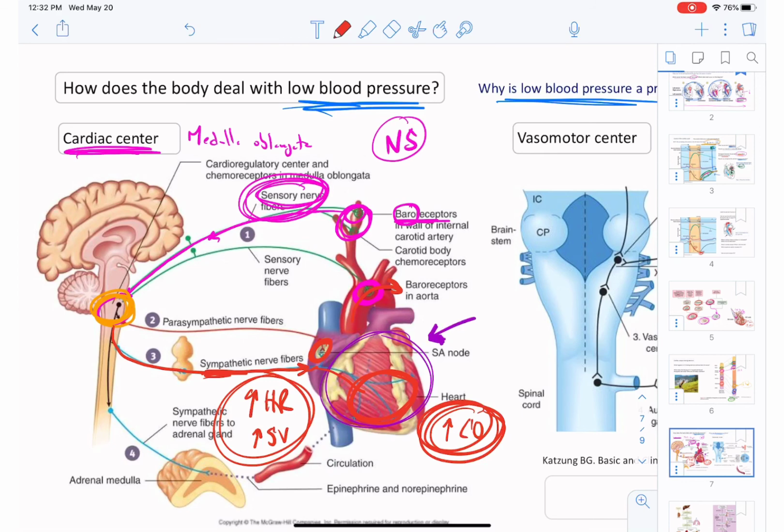And the more blood you have in those arteries, the more blood pressure we're going to have, the higher blood pressure is going to be.